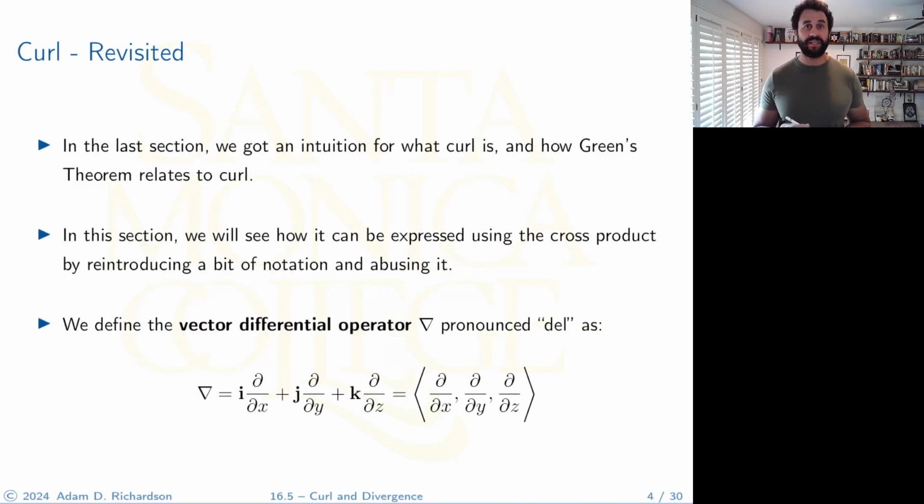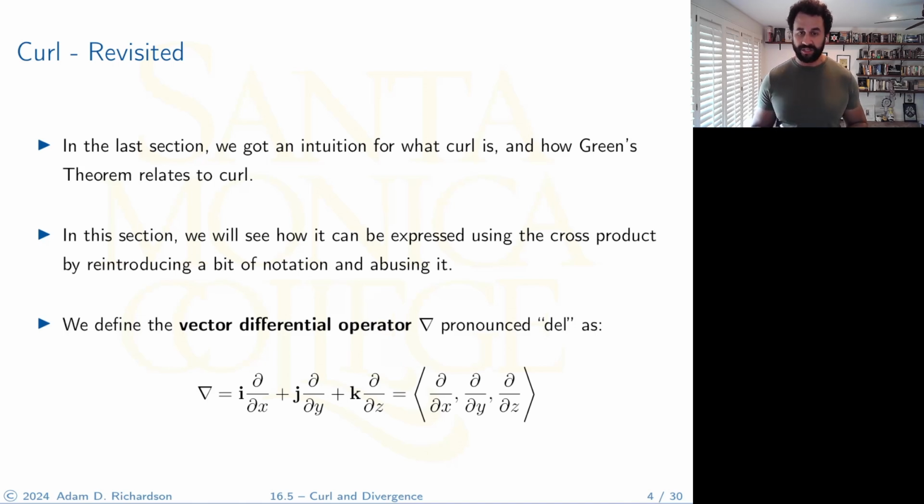Right. So in the last section, we got an intuition for what curl is, and we looked at some animations on the Math Insight website. And we also saw how Green's theorem relates to curl, just to give us a deep understanding of what's going on there. Now, in this section, we're going to see how we can express it using the cross product, reintroducing a bit of notation and also abusing it. So abusing some notation, but in this case, the abuse of notation is extremely suggestive and extremely helpful and extremely meaningful. So here we go.